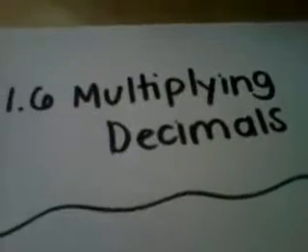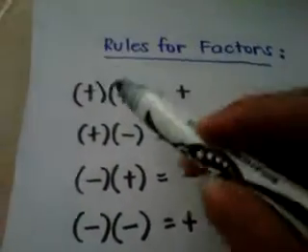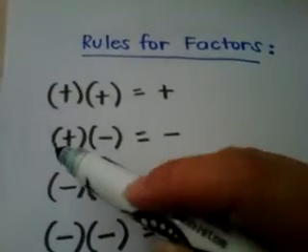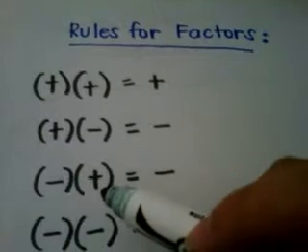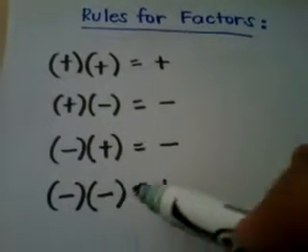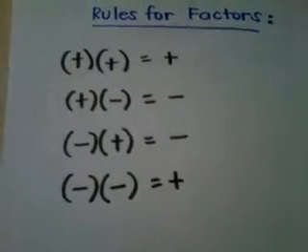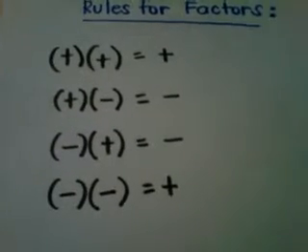Before we get started here, we do want to review our rules for factors. A factor is a number that we multiply. There are 4 rules for factors. The first is a positive times a positive equals a positive, a positive times a negative equals a negative, a negative times a positive equals a negative, and lastly, a negative times a negative equals a positive. If you need to write these down to remember them while you're practicing, this is the point where you can pause this and write this down.